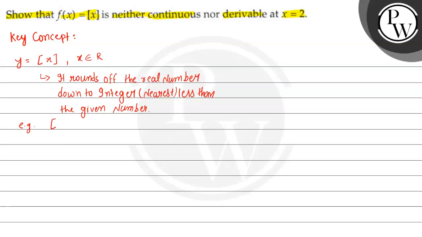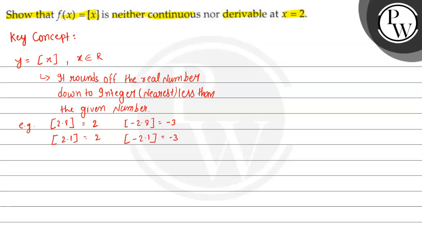Suppose we have been given greatest integer function of 2.8. So the nearest integer less than the number is 2. Similarly, for 2.1, the greatest integer function will again be 2. And if we have minus 2.8, the nearest integer less than minus 2.8 is minus 3. Similarly, if we have minus 2.1, then again this will be minus 3.